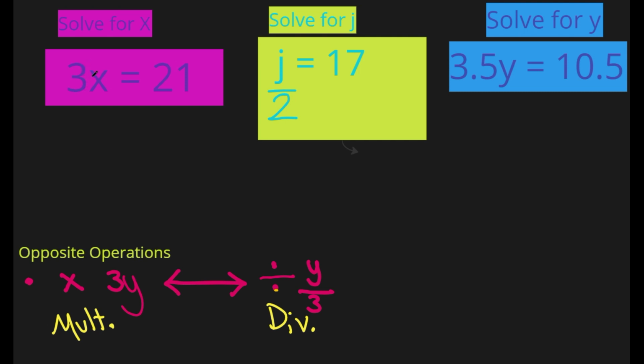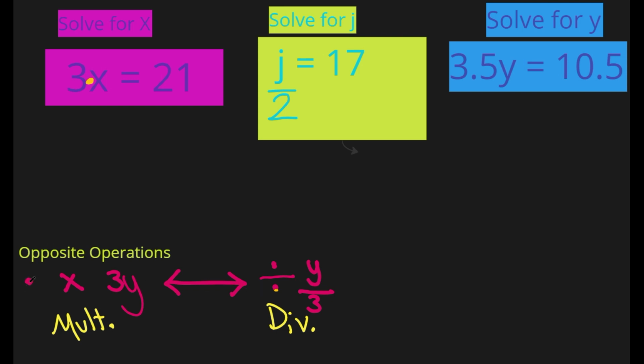When I come into a problem, I'm going to say, what is holding this 3 that I want to get rid of? What's holding it here on this side of the equation? What's holding this 2 here? What's holding this 3.5 here? And I'm going to figure out what operation is holding it there and what is the opposite operation that I can use to untangle it. In this case, I have a multiplication. And what is the opposite of multiplication? The opposite of multiplication is division.